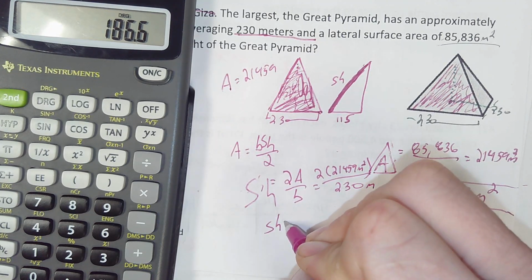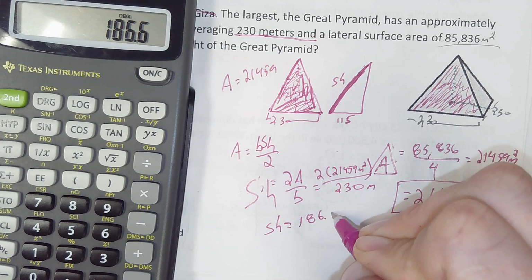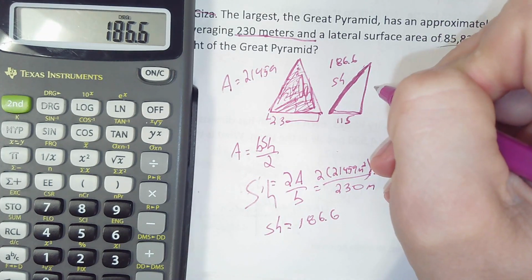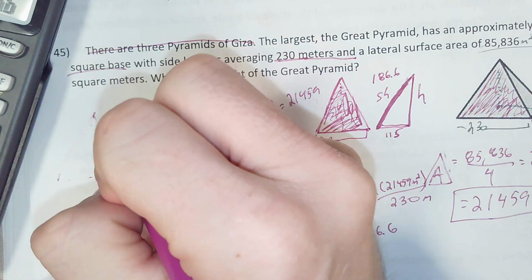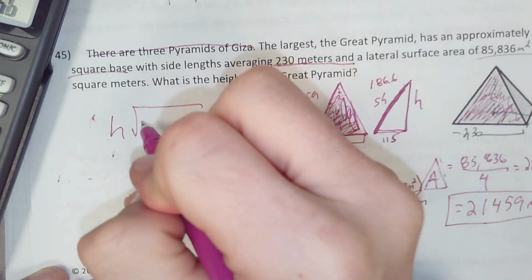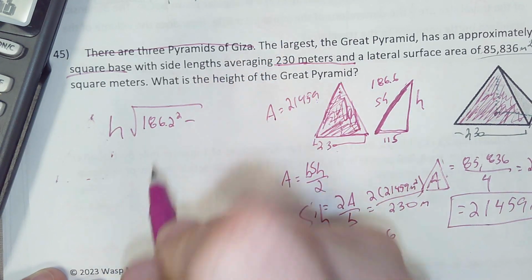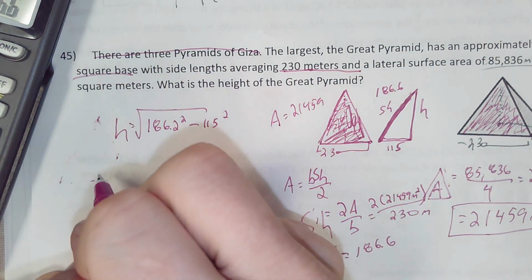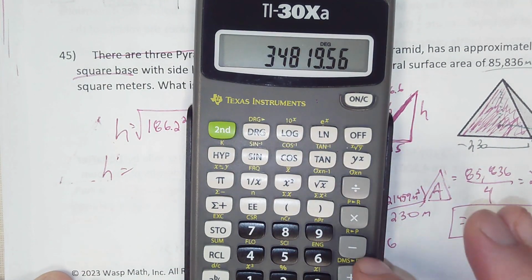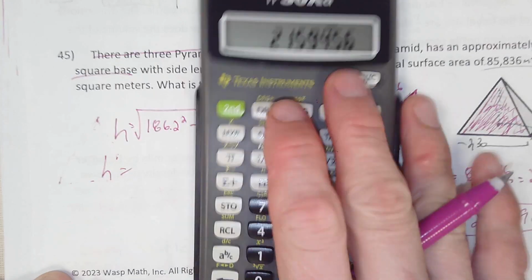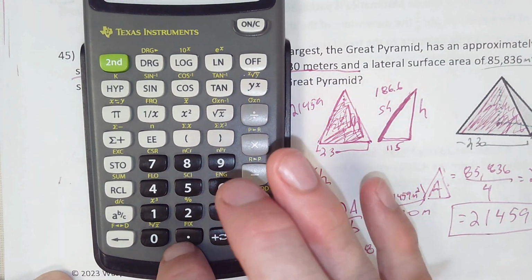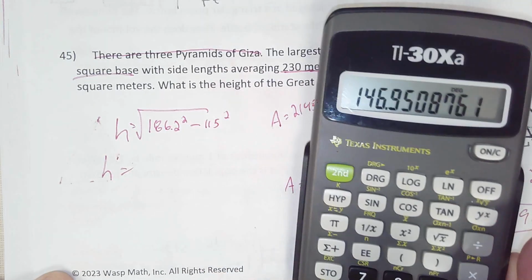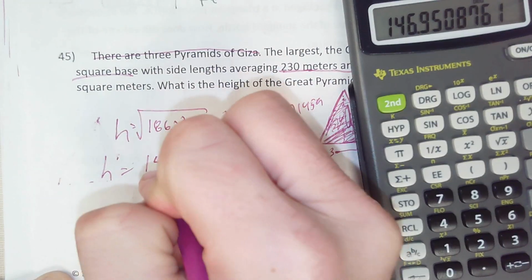My slant height is 186.6, which is the hypotenuse. If I want to find the height, my height is a leg. That's going to be the square root of my hypotenuse, 186.6 squared, minus 115 squared, which is this leg. 186.6 squared minus 115 squared, take the square root, and it's 146.9.